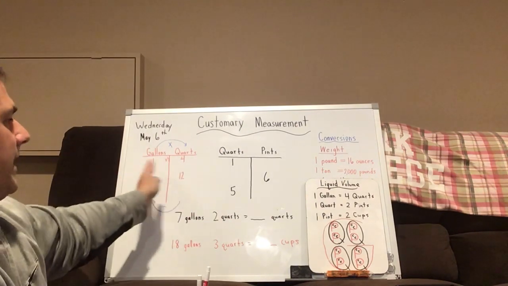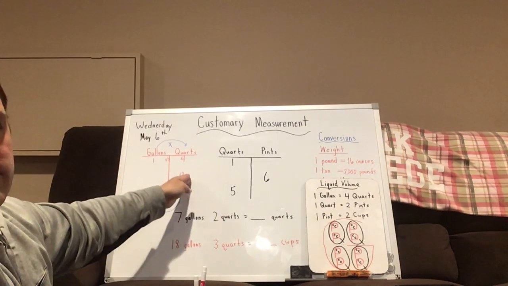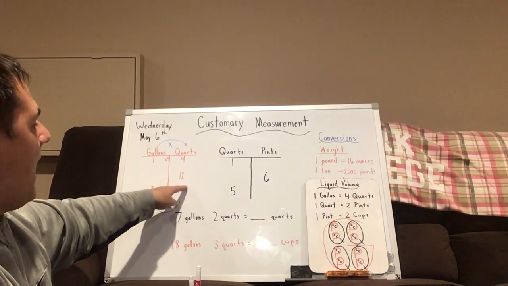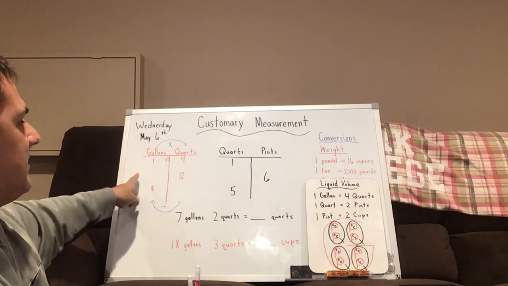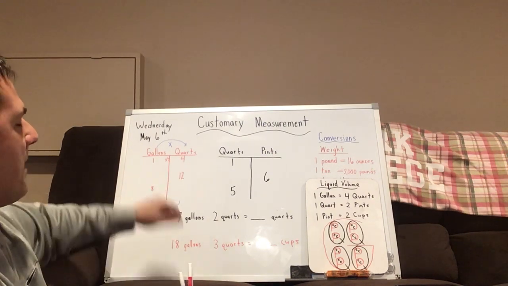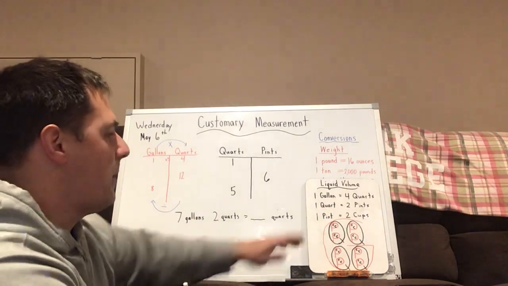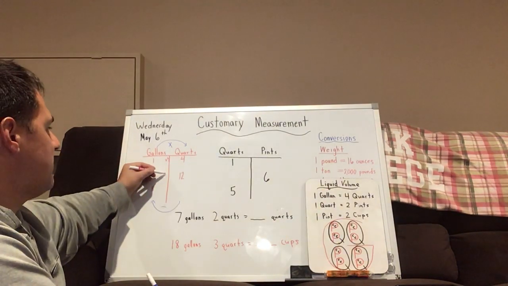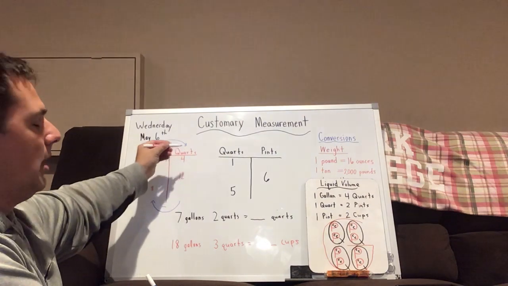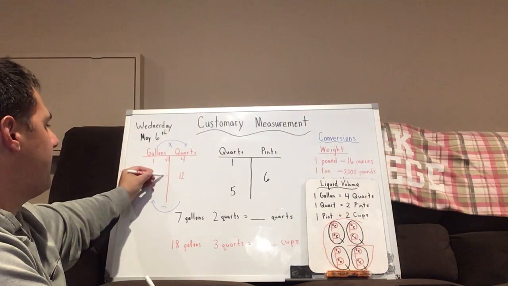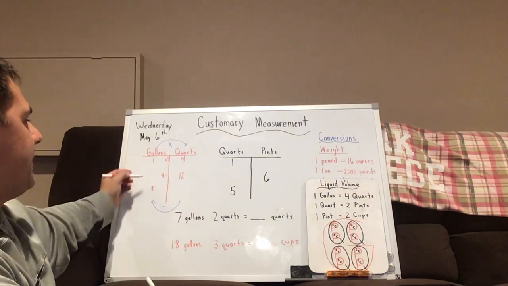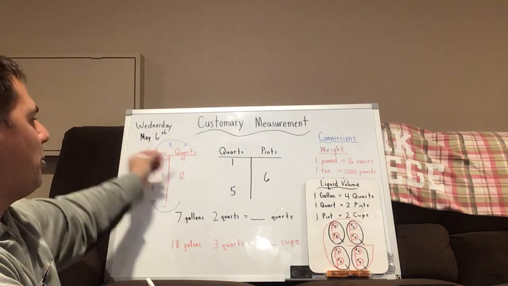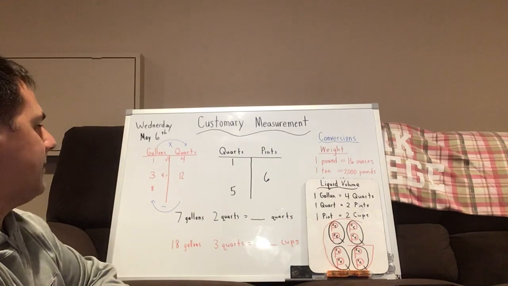Now you can see for the next equation, I am given the quarts. So I'm given the smaller amount, and I have to figure out how many gallons are inside. Because I'm going from a small to a big, I'm actually going to have to divide. And if I remember that 1 gallon is equal to 4 quarts, my conversion for this would be, instead of multiplying by 4, I would divide by 4. And I know that 12 divided by 4 is 3. So if I have 12 quarts, that would be equivalent to 3 gallons.